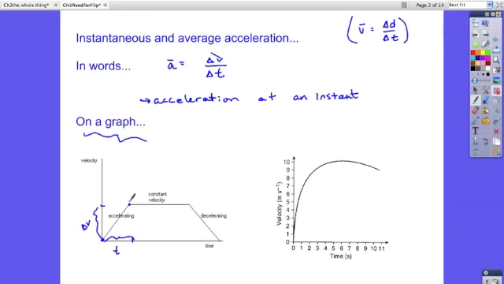In a velocity time graph, when it gets flat, that doesn't mean it's not moving. It means it's not speeding up or slowing down. The velocity is staying at this value, so it's still moving. It's just moving without speeding or slowing.